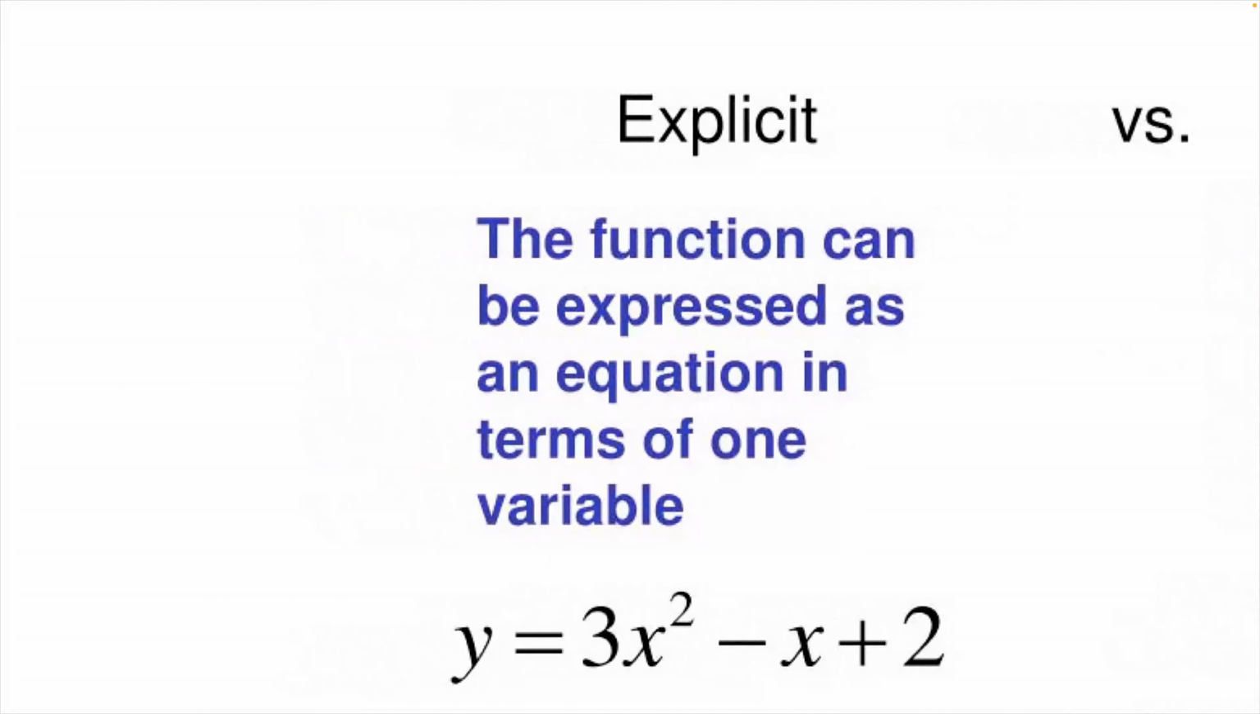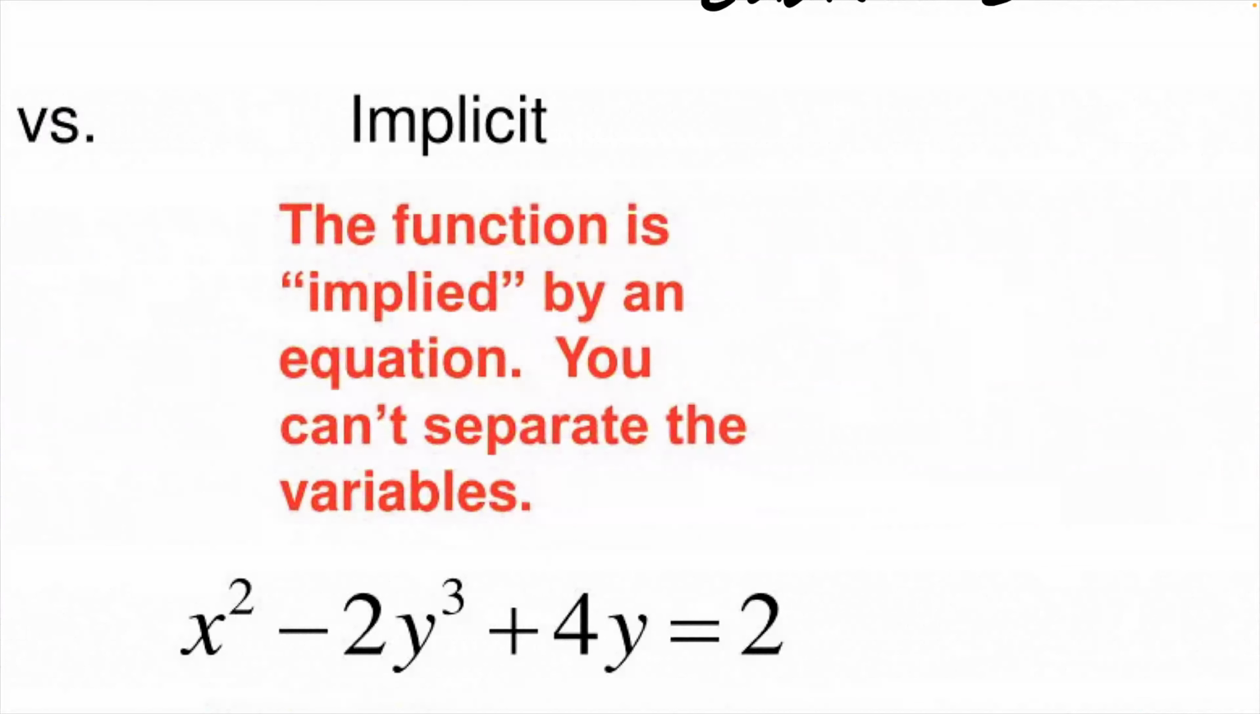So implicit is when the function is implied by an equation, when we can't solve for y. We can solve for x. I can solve for x here, but I can't solve for y because there's too many y's. How do you isolate something when there's two of them, right? There's a lot of x equals things, right?